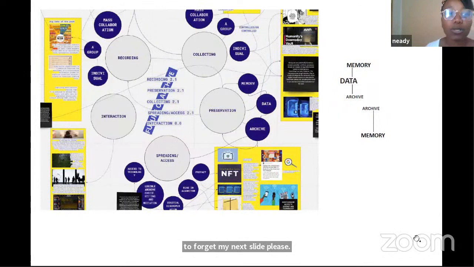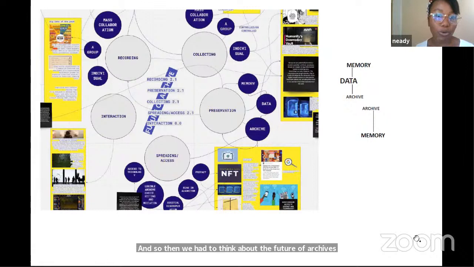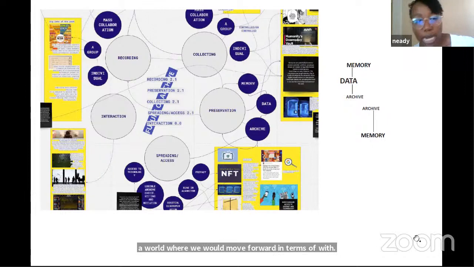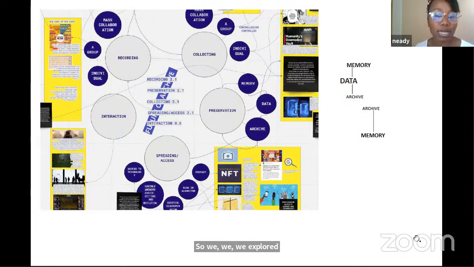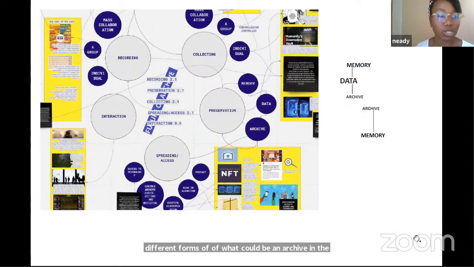And so then we had to think about the future of archives, or where we would move forward with archives. We thought about it in terms of recording, collection, preservation, spreading and access, and interaction. So we explored the different ways and forms of what could be an archive. In the end, we actually had questions: is everything an archive? Am I an archive? What can be archived and what cannot be archived?